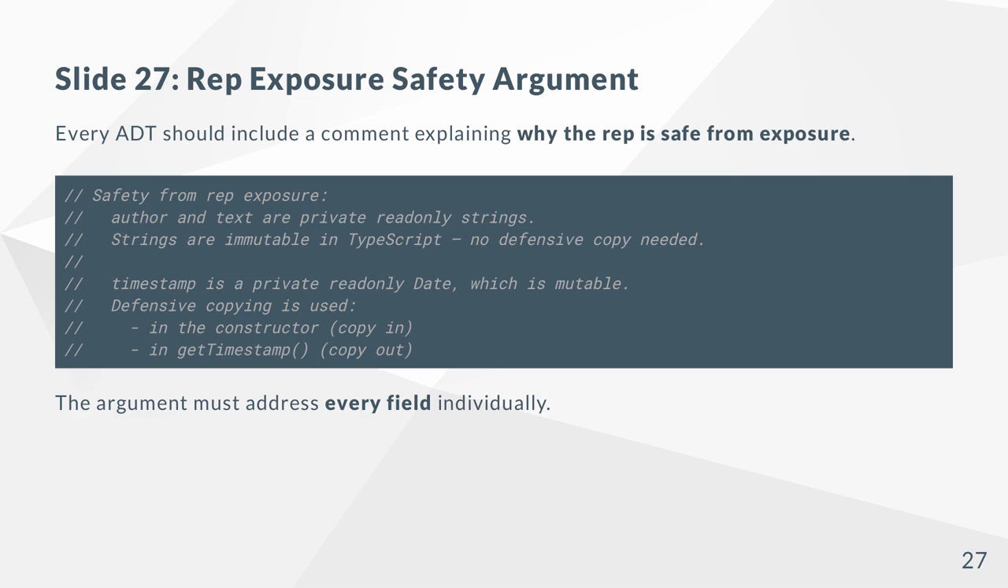Every ADT should include a comment explaining why the rep is safe from exposure. The argument must address every field individually. For author and text, they are private readonly strings. Strings are immutable in TypeScript, so no defensive copy is needed. For timestamp, it is a private readonly Date, which is mutable. Defensive copying is used both in the constructor on the way in and in getTimestamp on the way out. Writing this argument forces you to think carefully about every boundary.